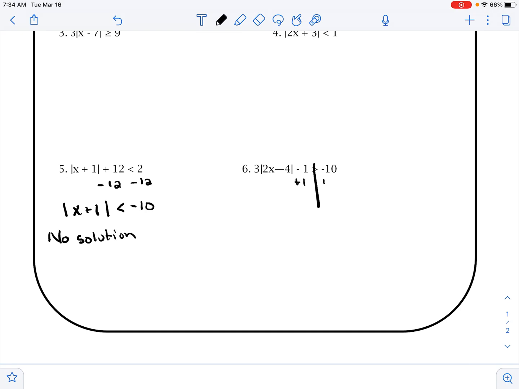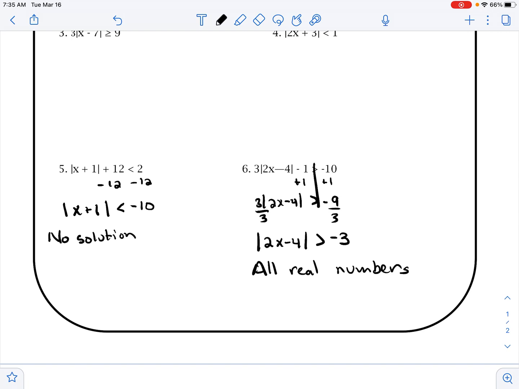If I come over here, draw my line, add 1, 2x minus 4, and I get negative 9. Then I divide by 3, and that should be greater than. Divide by 3. So then the absolute value of 2x minus 4 is greater than negative 3. Okay, is it possible to have absolute value that's greater than negative 3? And the answer would be yes. In fact, any absolute value would be greater than a negative. So this would be all real numbers.